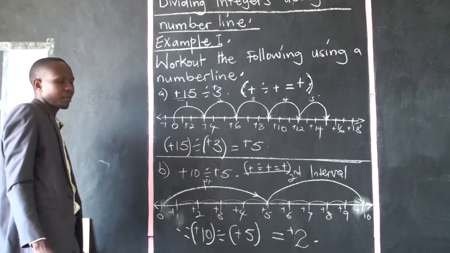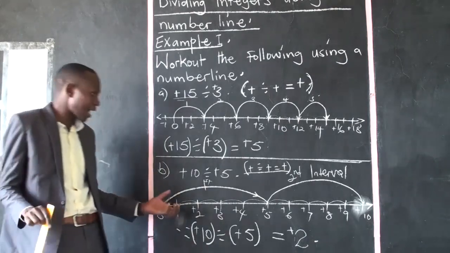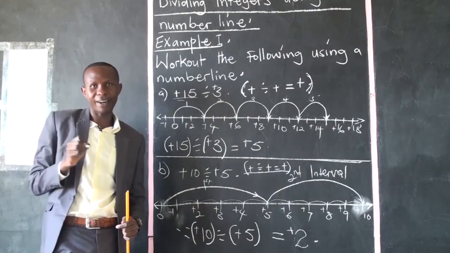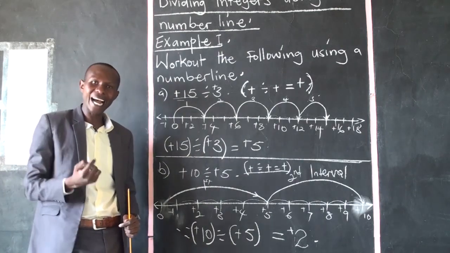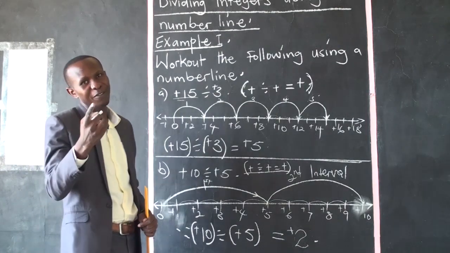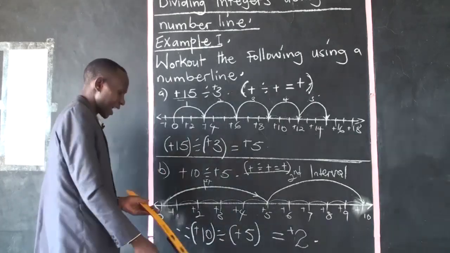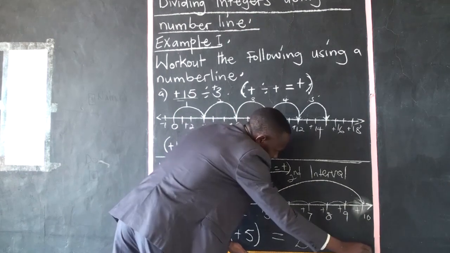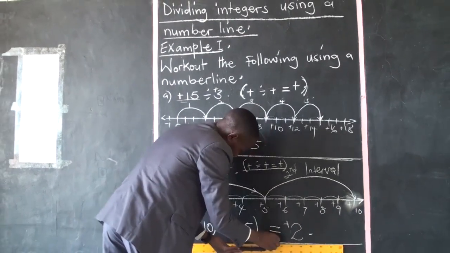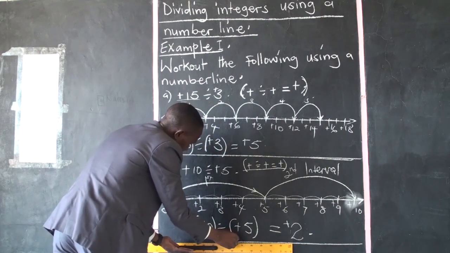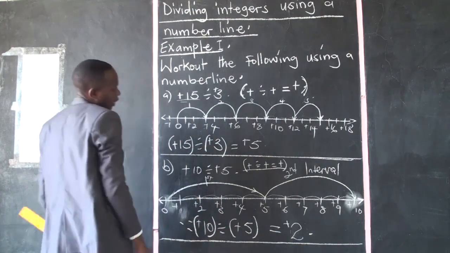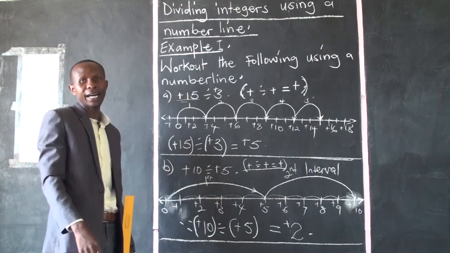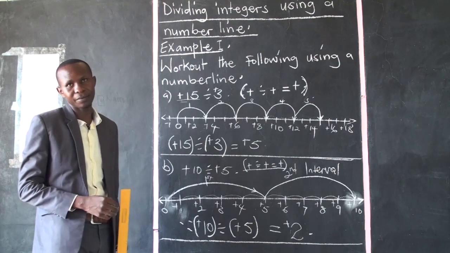Positive 2. If you've got the same answer as mine, get your pen and give it a tick. Give yourself a tick and, if possible, a high five as we underline that. That is excellent. If you have followed all the steps and answered it the way it is, give yourself a high five and an excellent.